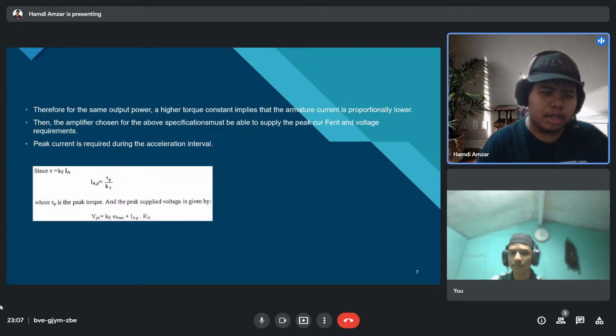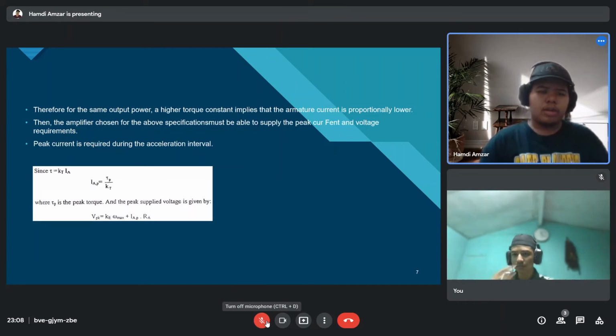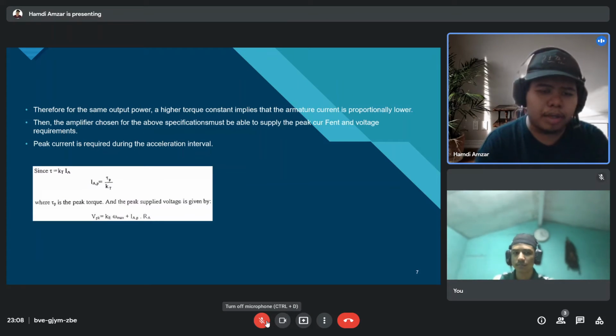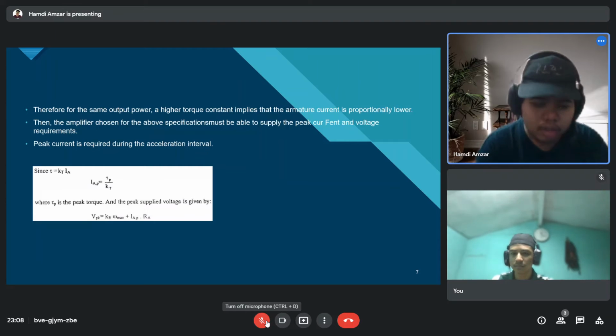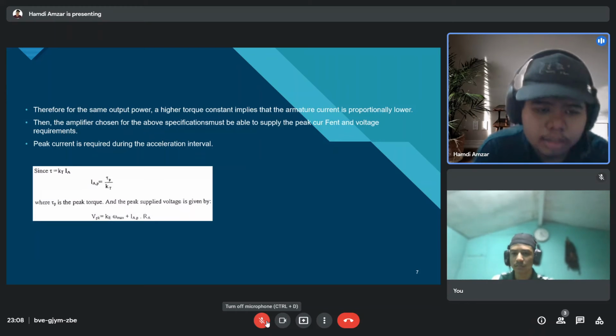Since T equals Kt Ia, then Ia,p equals Tp divided by Kt, where Tp is the peak torque, and the peak supply voltage is given by Vpk equals Ke omega max plus Ia,p Ra.